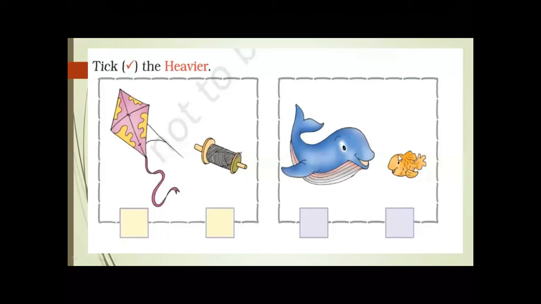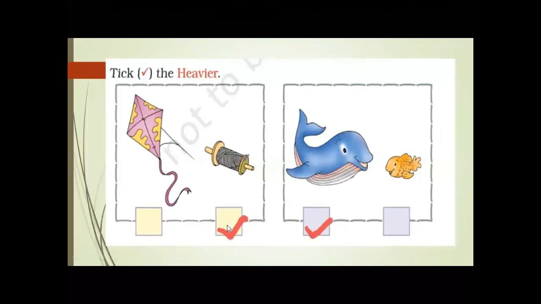Now see the next picture. Here we see the dolphin and the fish. Obviously, the dolphin is heavier in weight as compared to a small fish. So we have to tick mark the thread on the wooden spool and the dolphin. This option is correct.